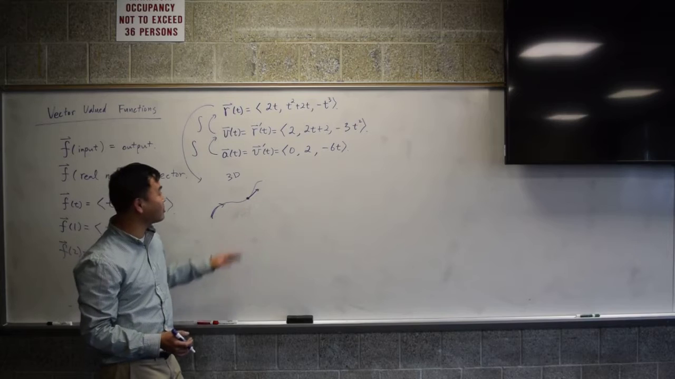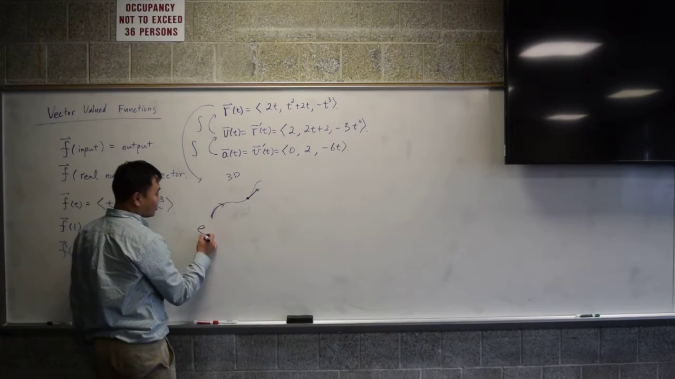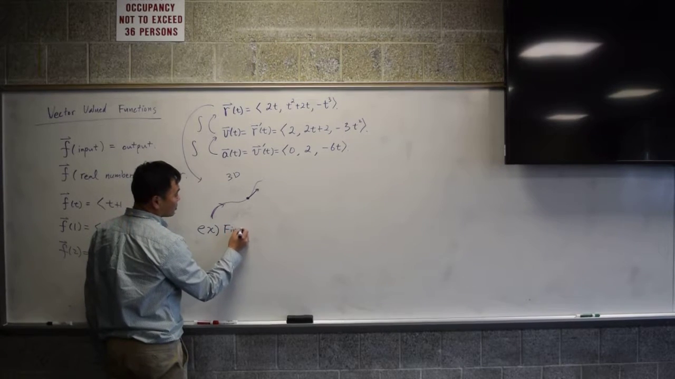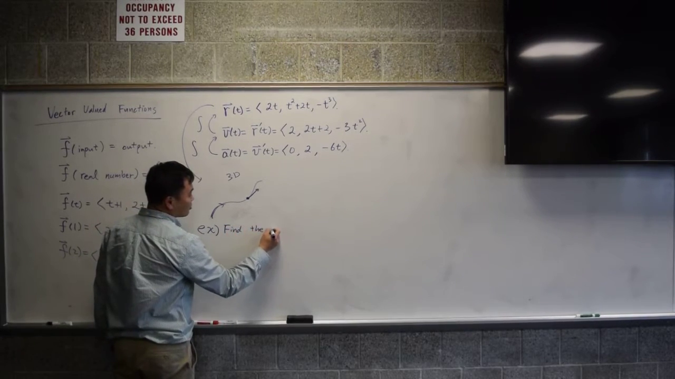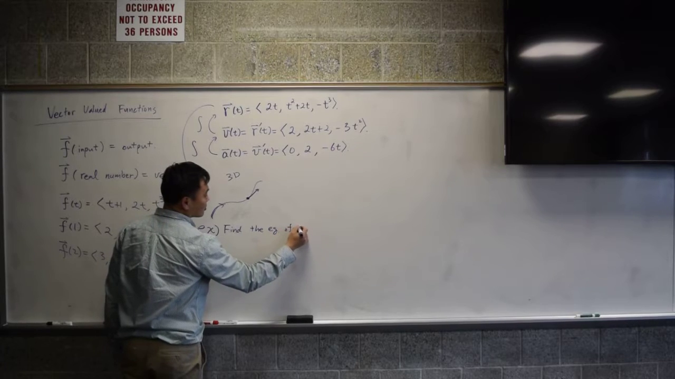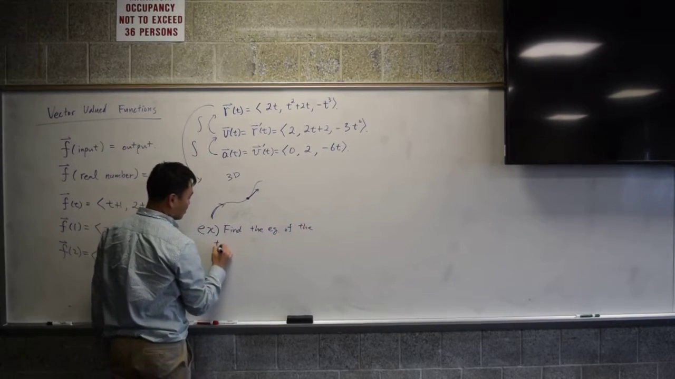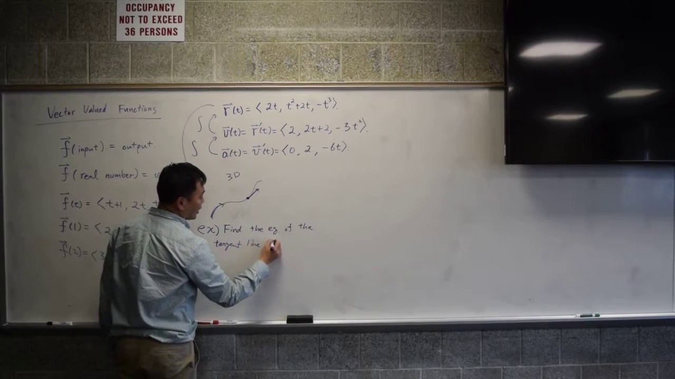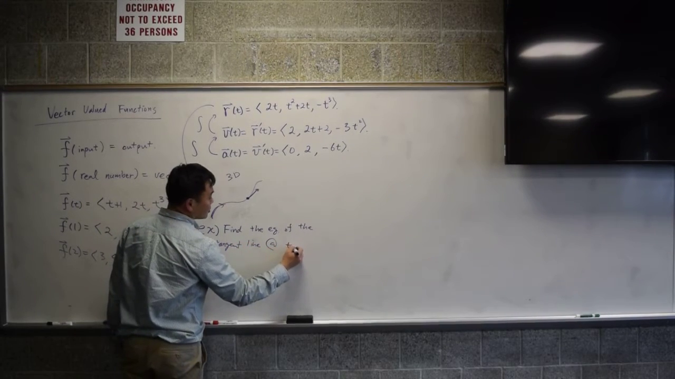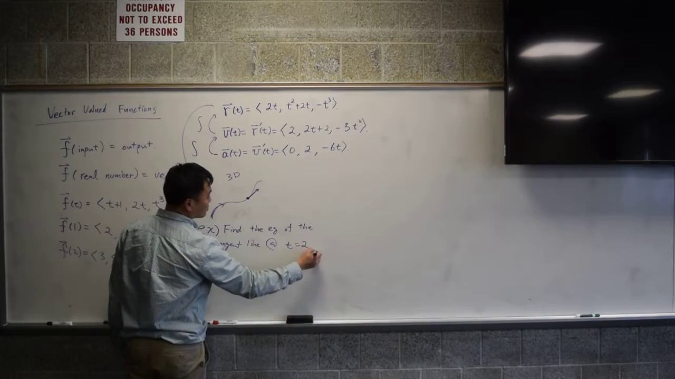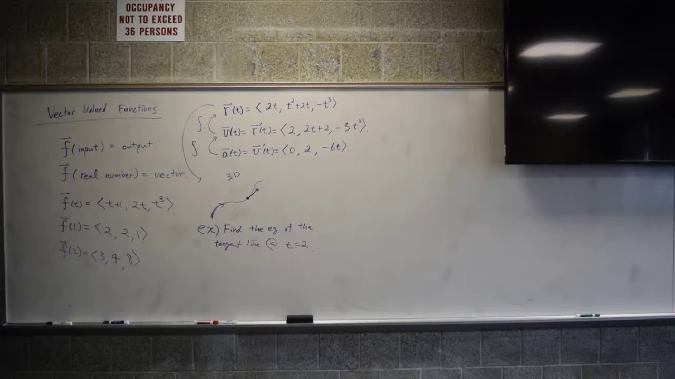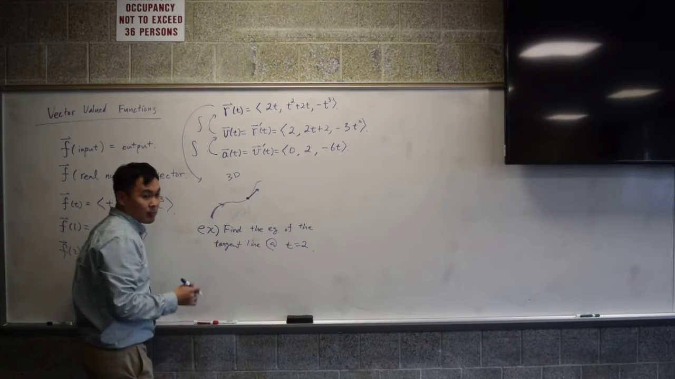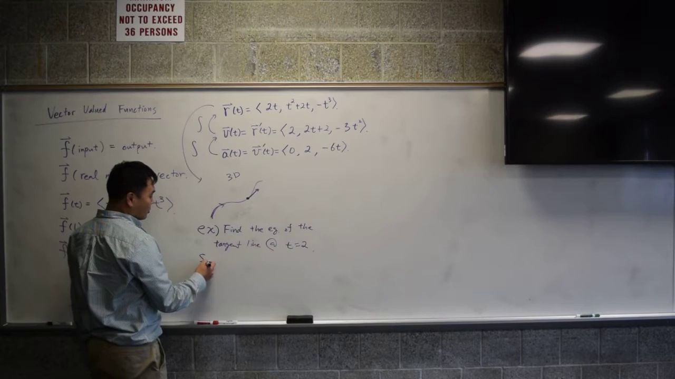Okay, so let's think about the following question. Example: find the equation of the tangent line at t equals 2 for this given r of t. All right, solution.